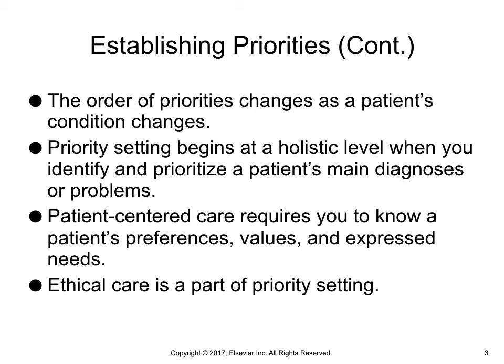Priority setting begins when you identify and prioritize a patient's main diagnosis or problems. The next step is to prioritize the specific nursing interventions that you plan to use to help a patient achieve desired goals and outcomes. Involve patients in priority setting whenever possible. Always assign priorities on the basis of good nursing judgment. When ethical issues make priorities less clear, it is important to have an open discussion with the patient, the family, and other healthcare providers.